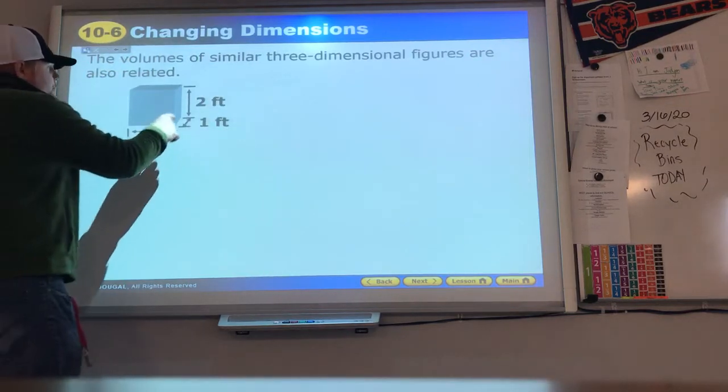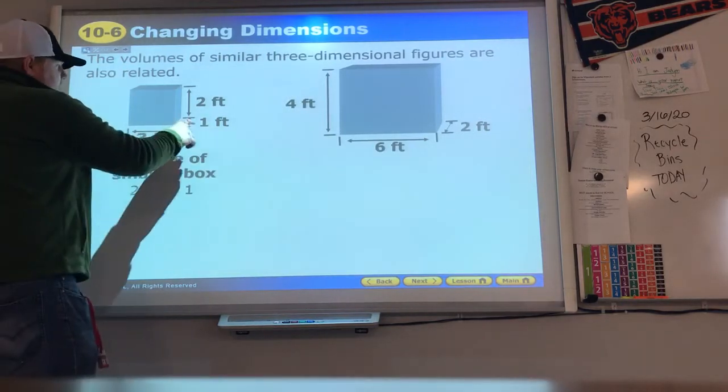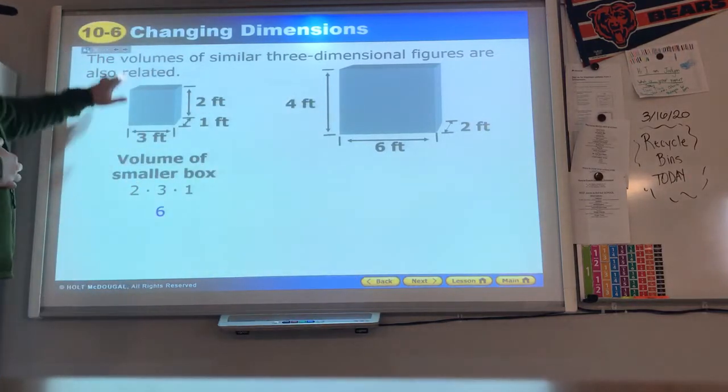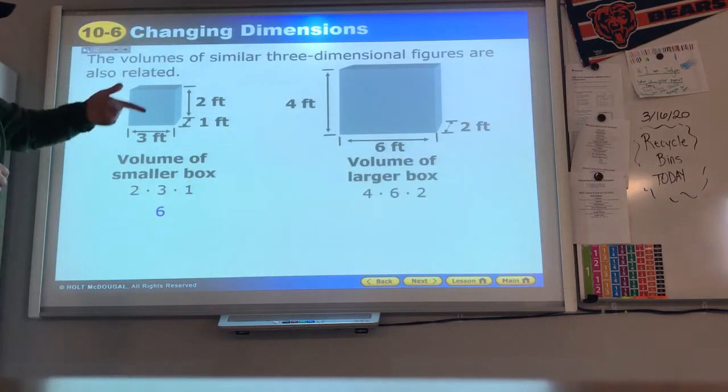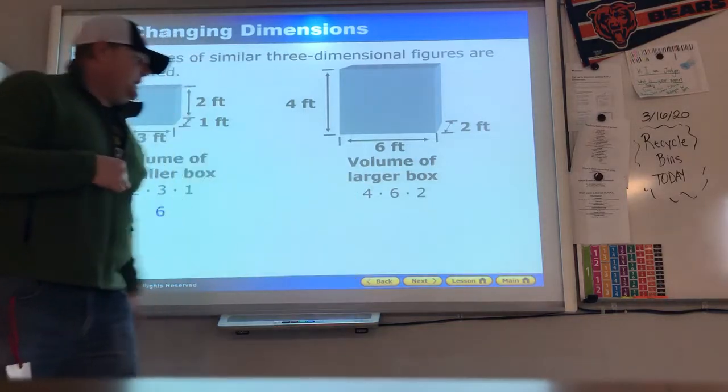We take 1, 2, 3 numbers. All right? Look at each number. 6 for this one, 3 times 1 times 2. Each side grew by a factor of 2. Watch this. 4 times 6 times 2 would be 8. That'd be 48. 6 and 48.